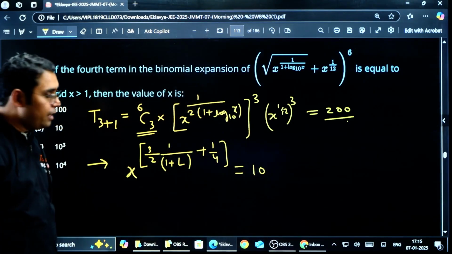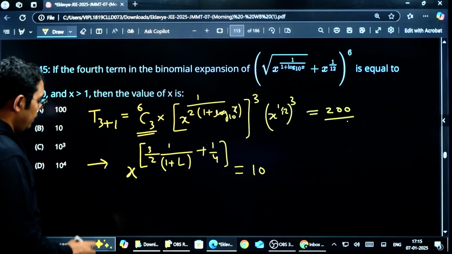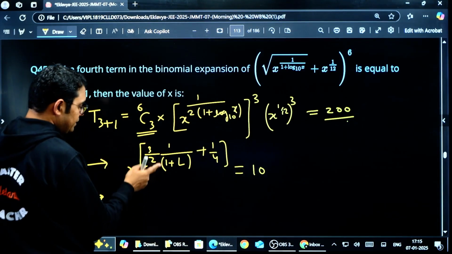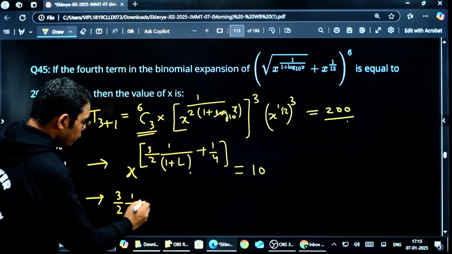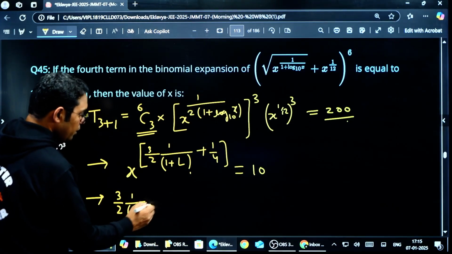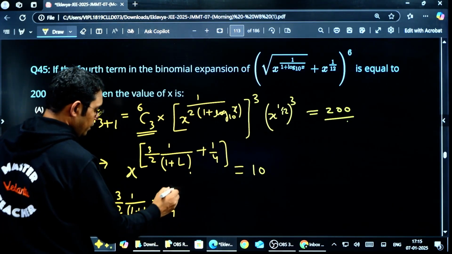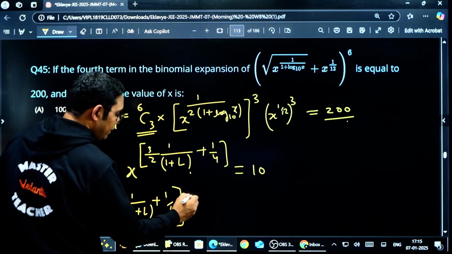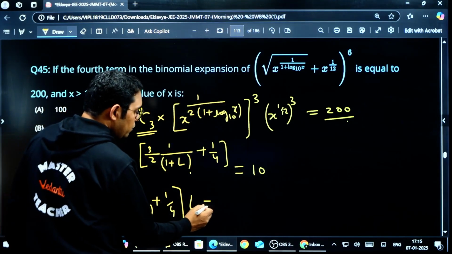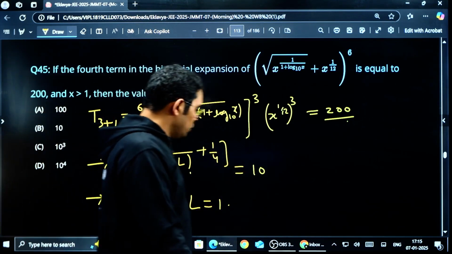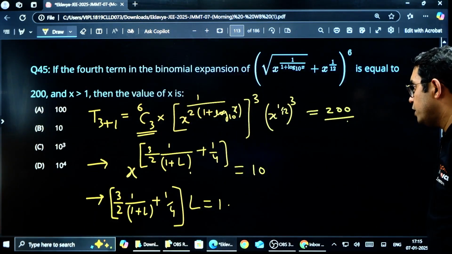Okay, I will take log to the base 10. Log to the base 10 means this thing will be multiplied, 3 upon 2, 1 upon 1 plus L, plus 1 upon 4, and it will be multiplied with log x base 10, which I have written as capital L, and on the right hand side it will be just 1. So we have to solve this. I think it is going to become a quadratic.